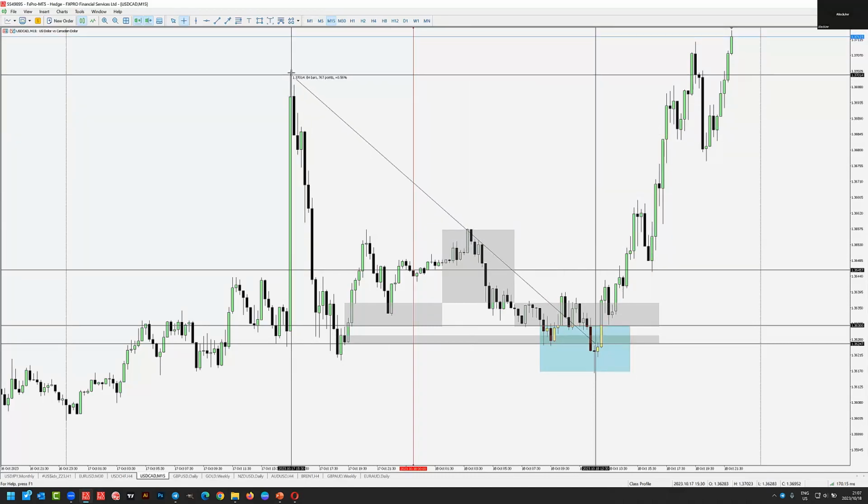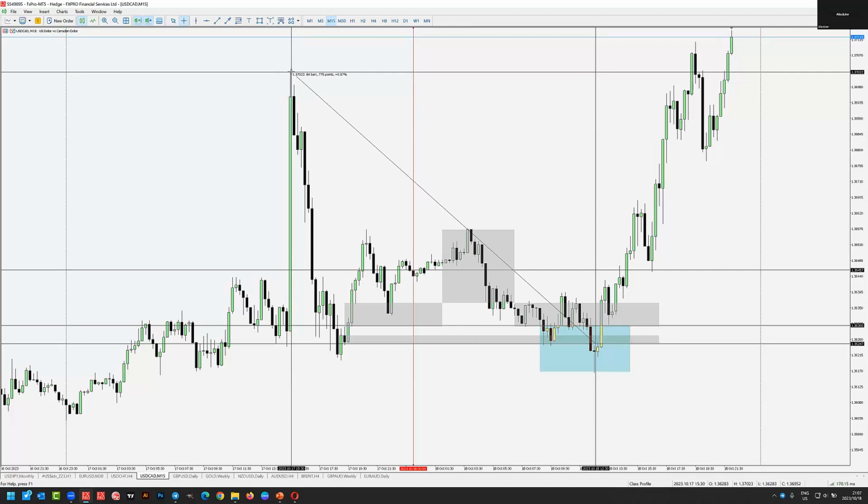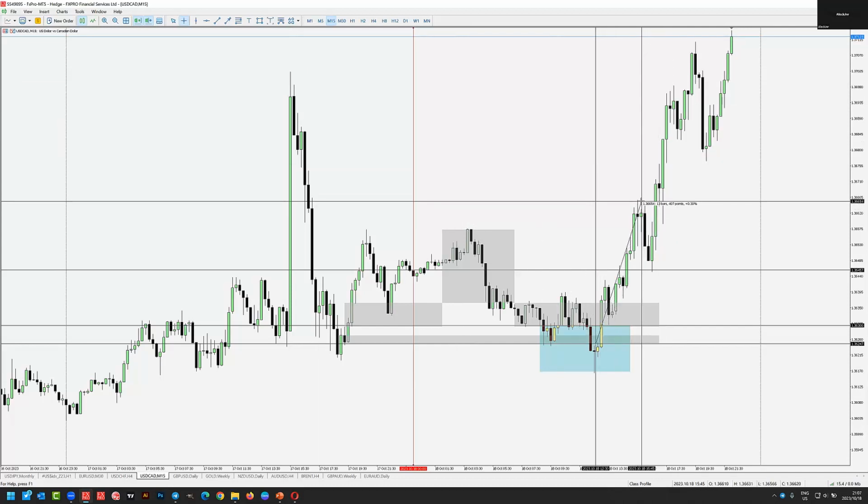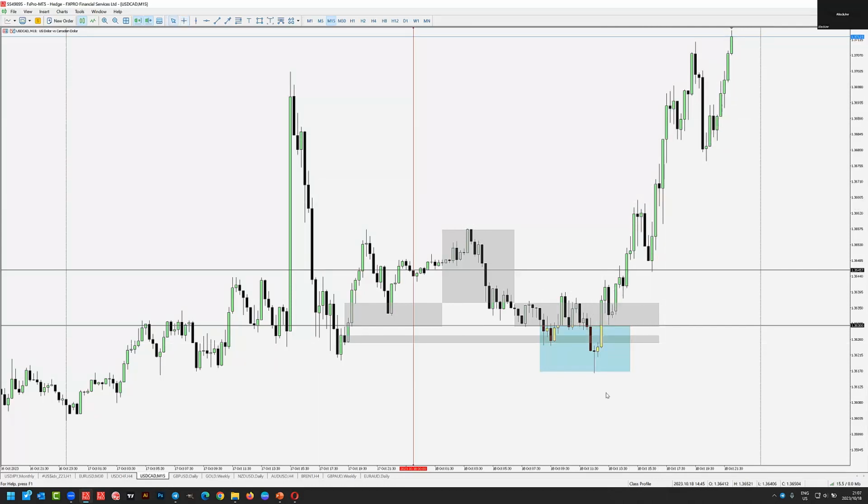Or targeting yesterday's high, you'd have got 77 pips, you see. And by the time price moves all the way up here, your stop loss is no longer down there. Your stop loss, you can move it up. You're safeguarding yourself from losing, you see.